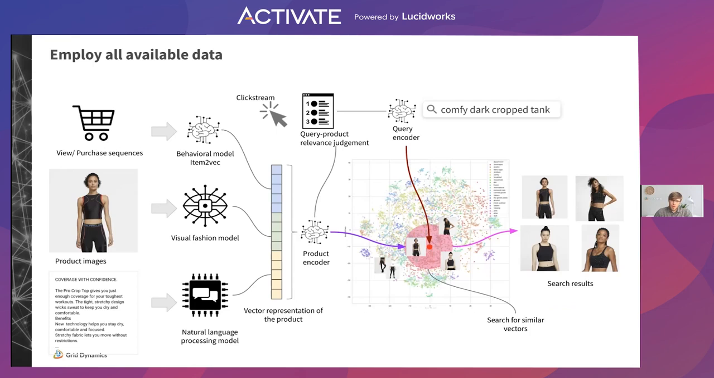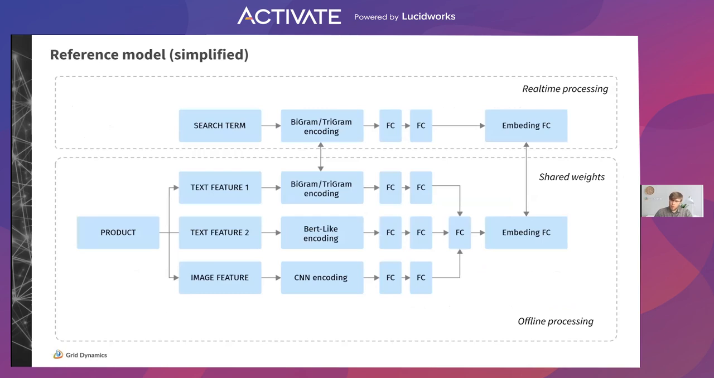And to combine all these signals together, we have to come up with some complex joint for these features. In our use case, we are creating a reference model which consists of two big parts: the part which will be used in real time and the part which will be used for offline processing. In real time, we will focus only on the query embedding. We will take simple text as an input, provide several layers which will convert this text into a word embedding, and then we will use this embedding for search.